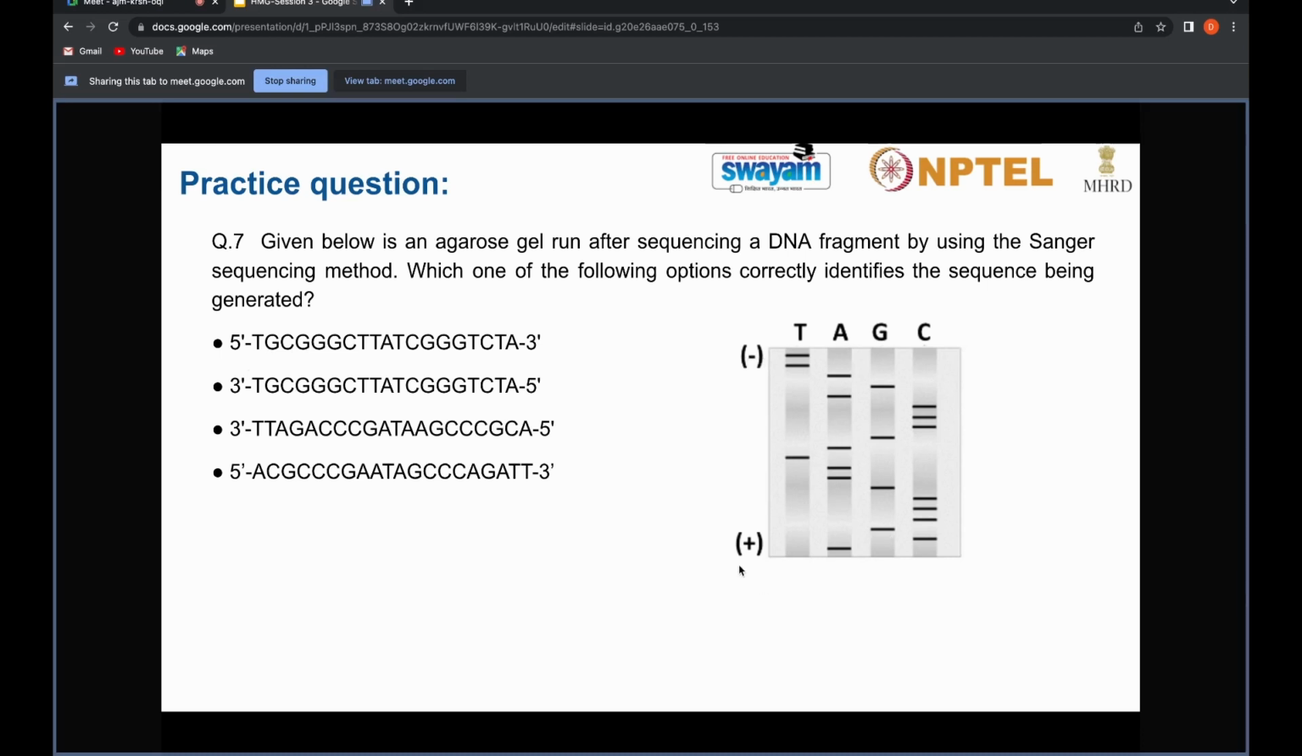This is the negative end, this is the positive end. As we have discussed during electrophoresis, DNA will always move from the negative terminal towards the positive terminal because DNA carries a negative charge, so it always gets attracted towards the positive terminal. Another thing you must know is that during electrophoresis, fragments which are smaller in size will move faster, whereas larger fragments will move a bit slower. On that basis, you can sequence it very easily by looking at the bands and their positions.